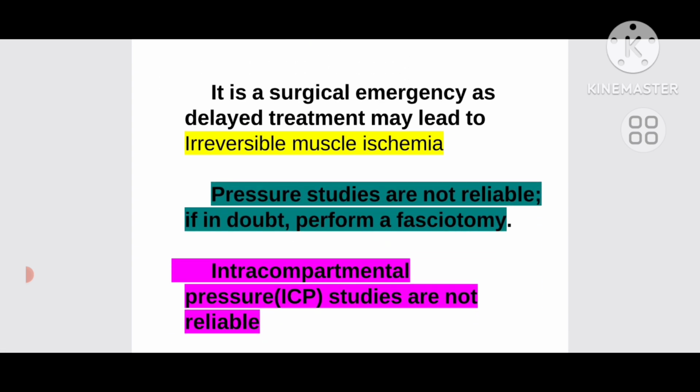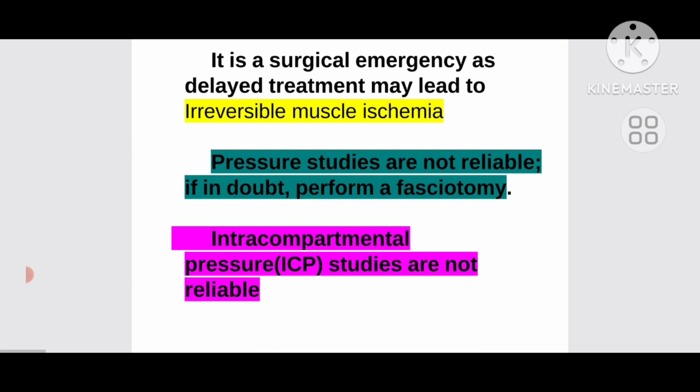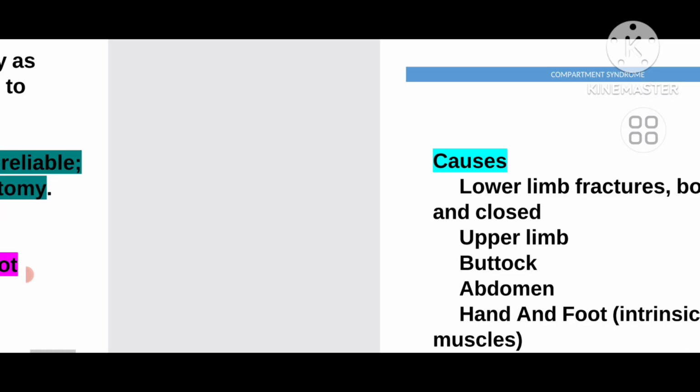Compartment syndrome is a surgical emergency, as delayed treatment may lead to irreversible muscle ischemia. Pressure studies are not reliable in case of compartment syndrome. If there is any doubt about compartment syndrome, perform fasciotomy immediately. ICP is the intracompartmental pressure study for compartment syndrome, but these studies are not reliable.